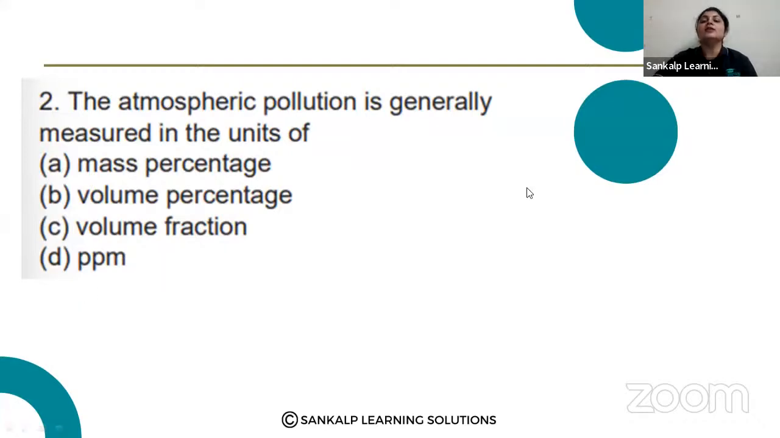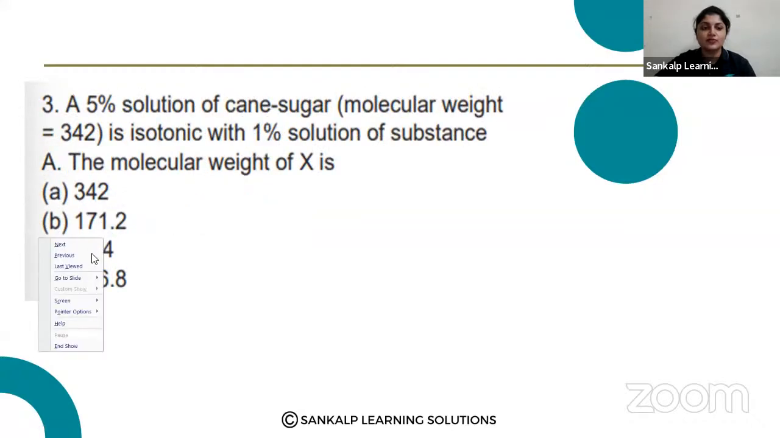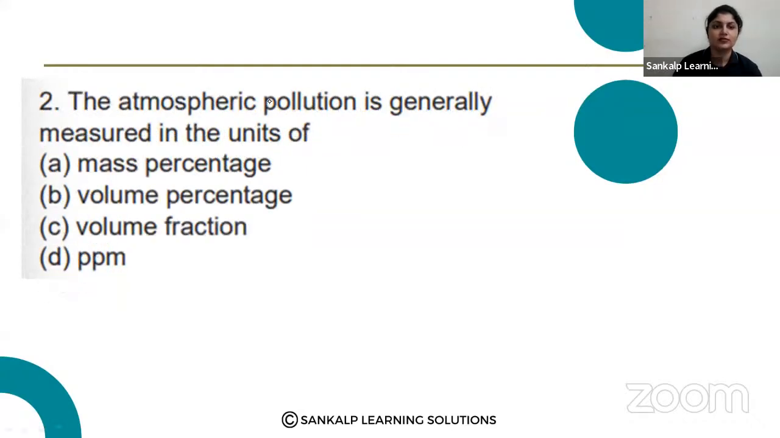Yes, so just now when I was telling the synopsis, we have just discussed it. It will be D. Why is it D? Because the amount of pollutant which is present in the atmosphere is very small, so the atmospheric pollution is measured in ppm. So it is measured in terms of ppm. Most of you have answered it as D, and D is the right answer.